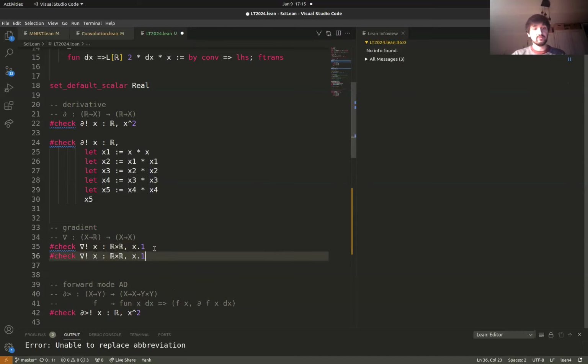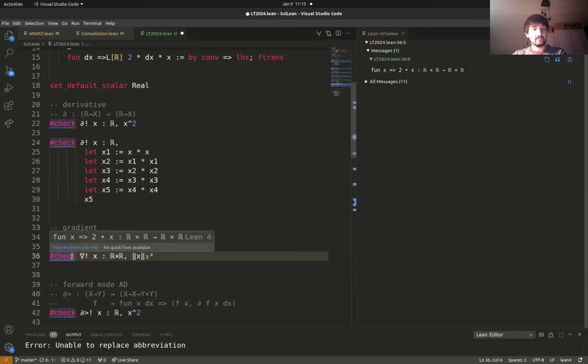Another common function that one might want to compute the gradient of is a norm. So if we take the 2-norm squared of x, then the gradient of this is just 2 times x. Yeah, 2 times x.